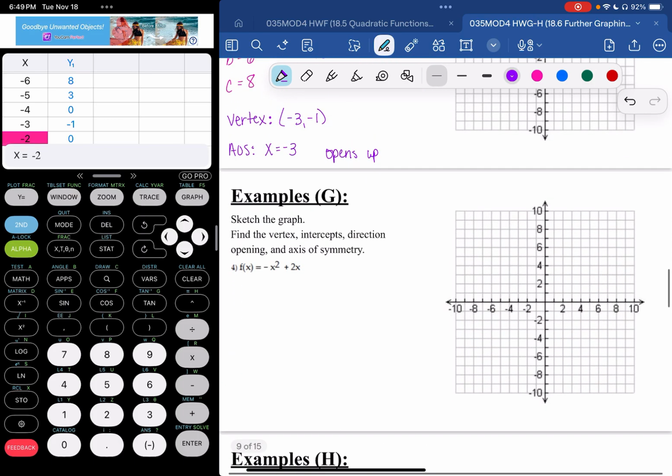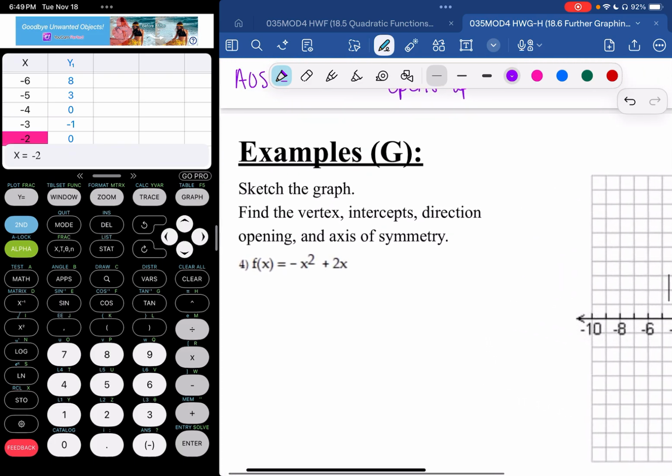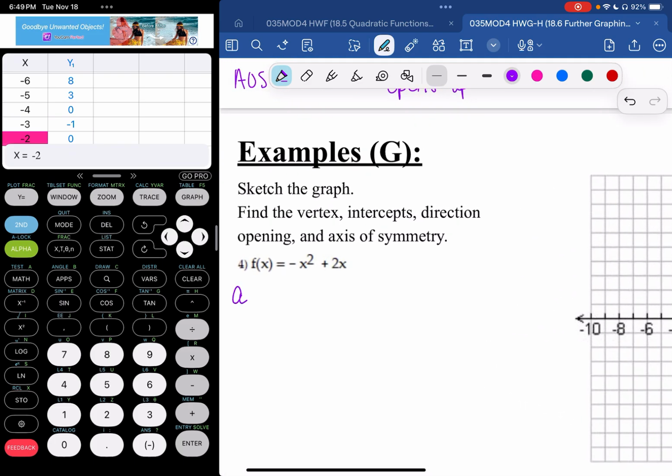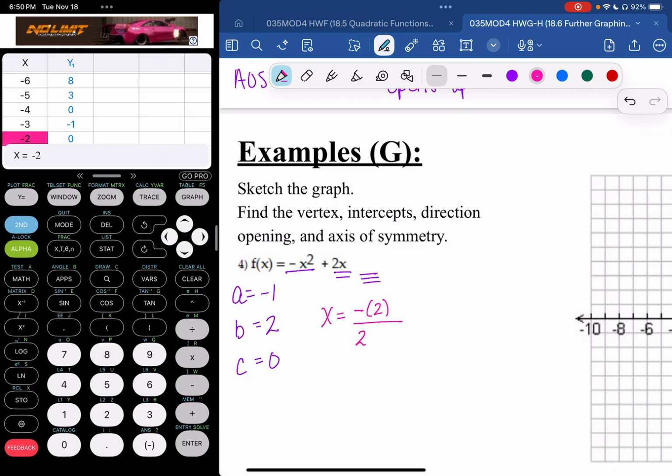Okay, let's do one more. So here we've got our a value, which is negative 1, our b value, which is 2, and our c value, which is not there. That means it's 0. So x equals negative b over 2a. So I got negative 2 over negative 2, which is 1.